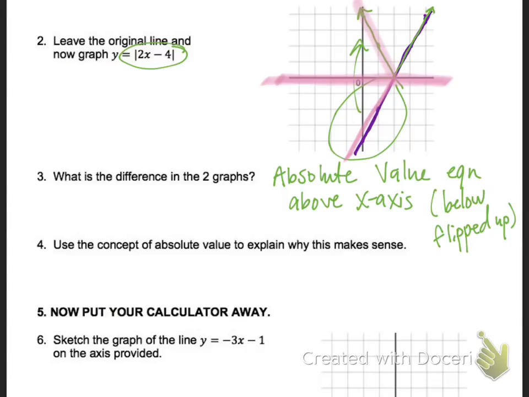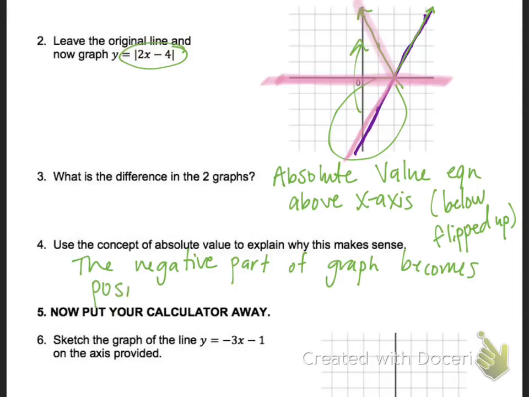And it also connects with our concept of the absolute value, because if you think about it, any negative that is inside an absolute value now becomes positive. So the negative part of the graph becomes positive. And that is just like these two lines, so the absolute value lines, make everything positive.